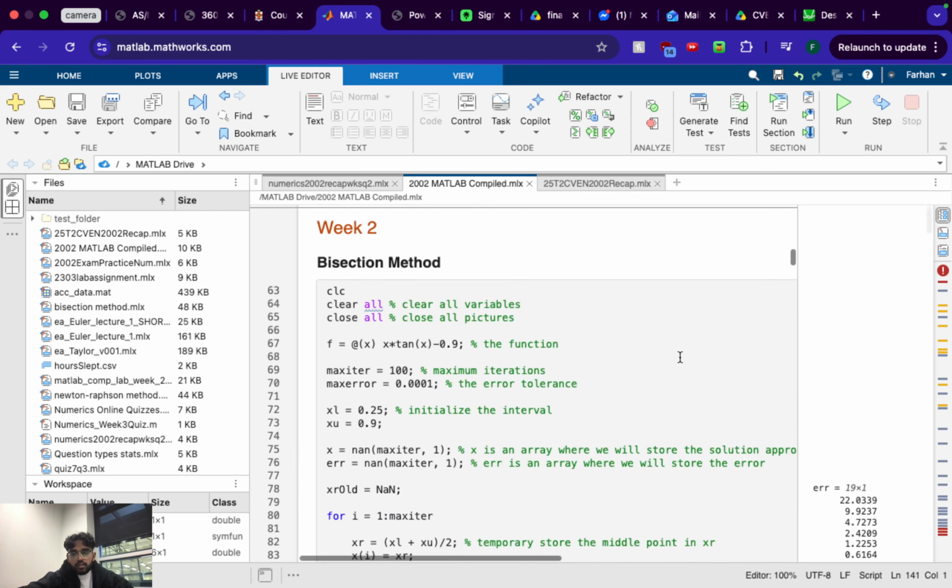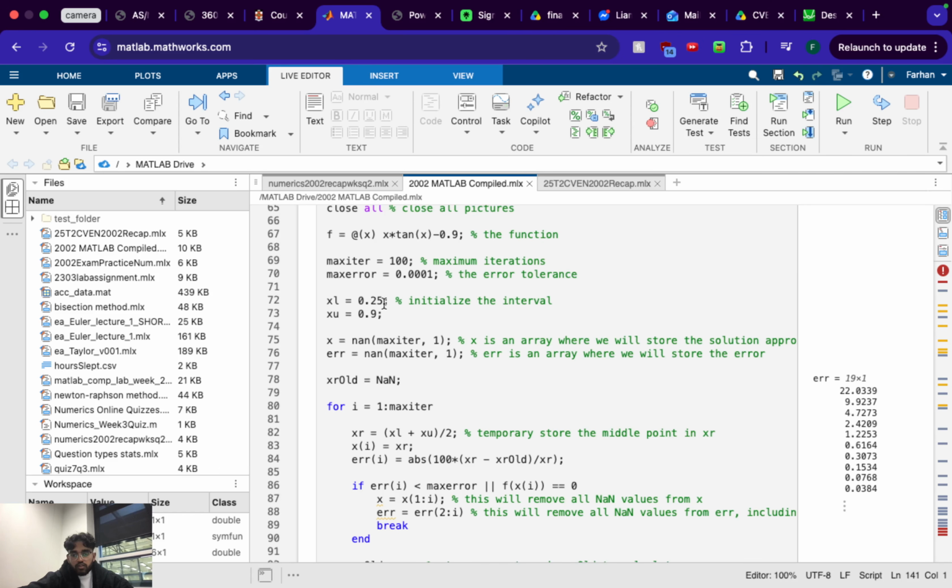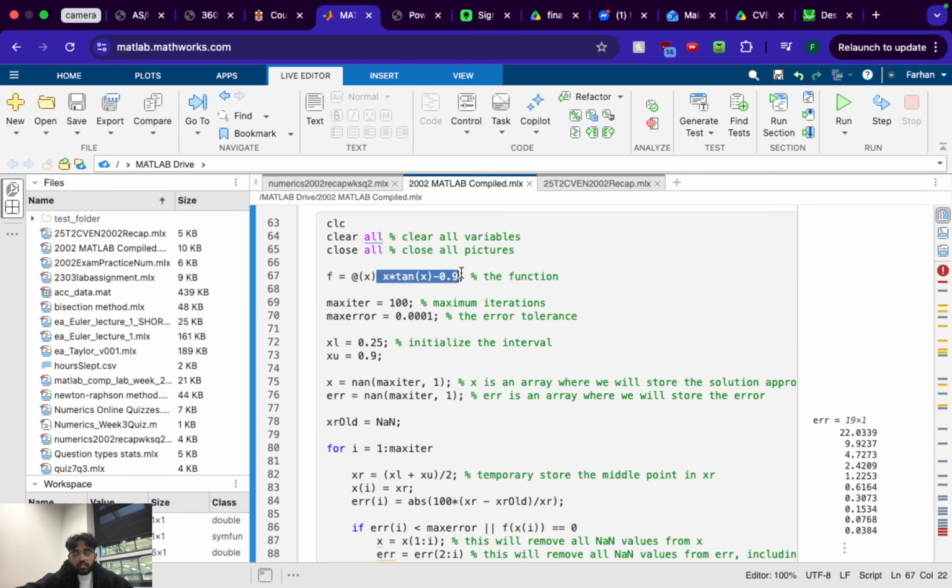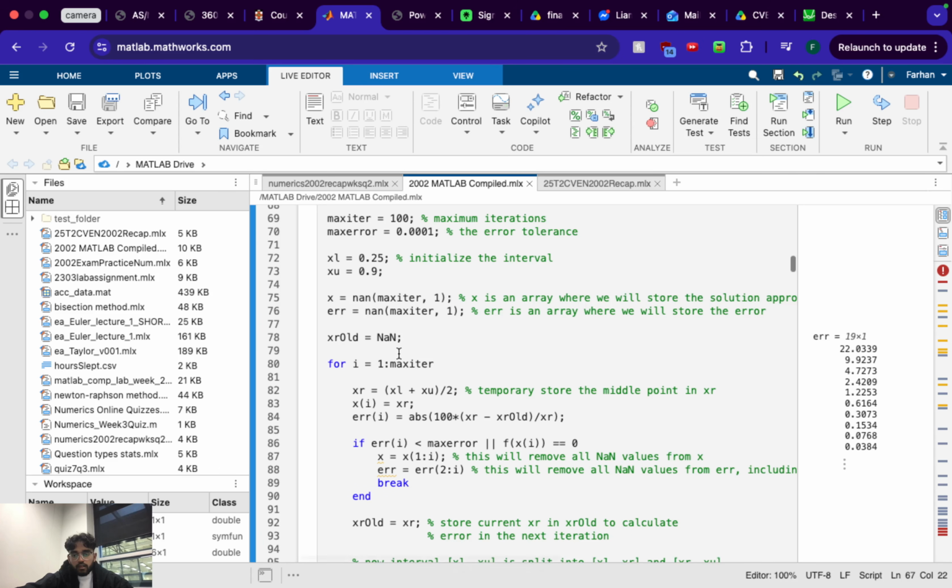Okay. Similar to the bisection method, you have your lower value, then you have your upper value. And I've also inputted the function up here. Does anyone know what this does? Any ideas what it does?